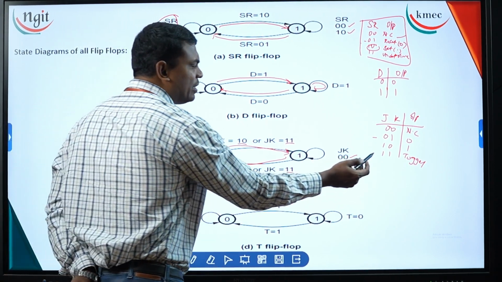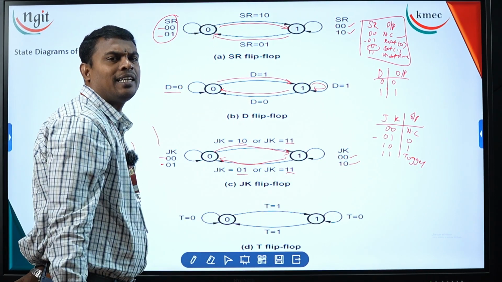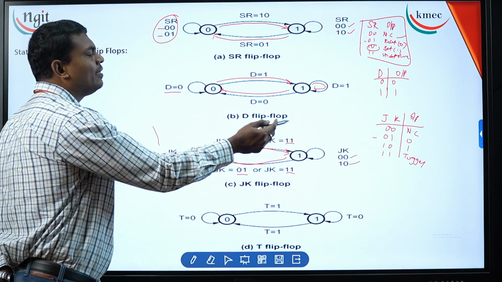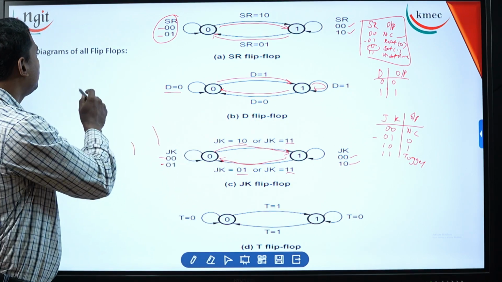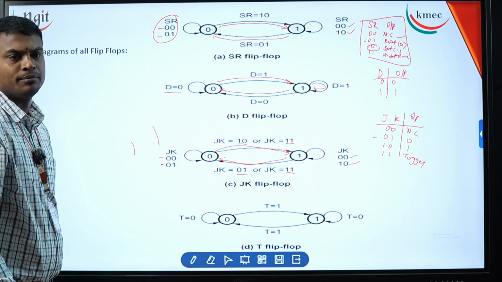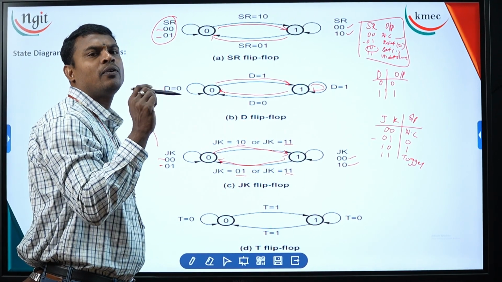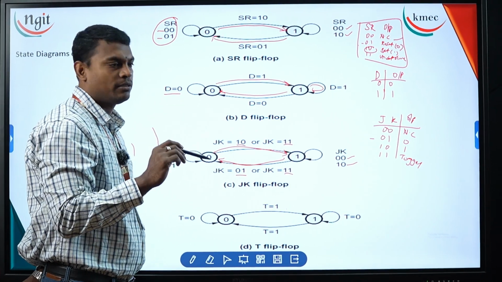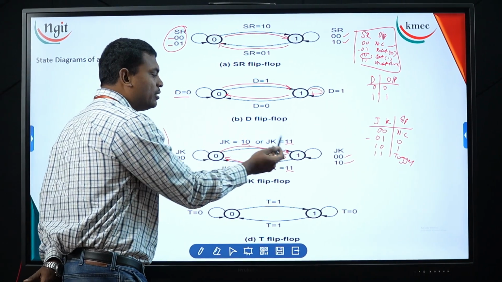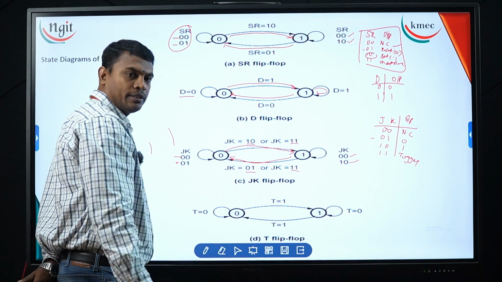Basically this functionality table we can also call a transition table, a state transition table or state table. These things are called state diagrams. Now based upon the state transition tables, we are going to represent the present state and next state also. Why? Because for 0, the next state is 1, and for 1, the next state is 0 here, right?